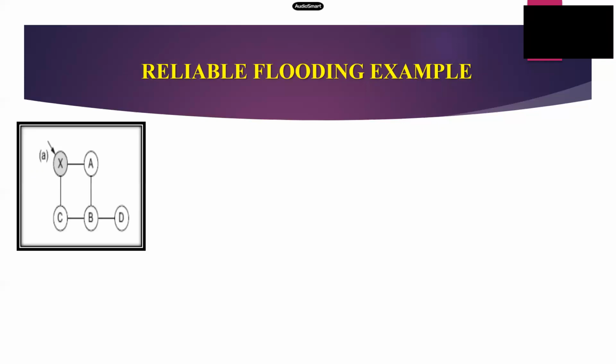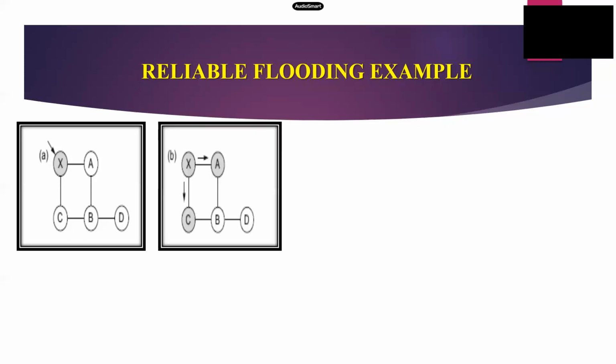So this is called what? A reliable flooding. Now first you should visit node X. Then this is the flooding concept. It not only moves in the right direction, it also moves in the downward direction. So on both sides the control will be transferred. X has to identify the neighbor nodes A and C. This is the second diagram. So the control will be transferred in the upward and downward directions as well as the right direction.